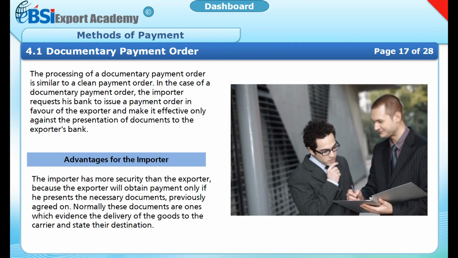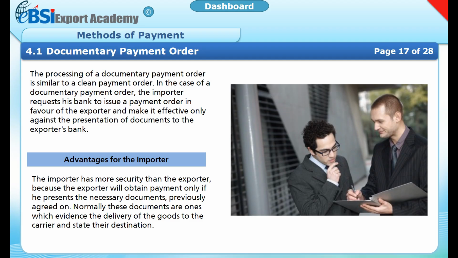Documentary payment order. The processing of a documentary payment order is similar to a clean payment order. In the case of a documentary payment order, the importer requests his bank to issue a payment order in favor of the exporter and make it effective only against the presentation of documents to the exporter's bank.